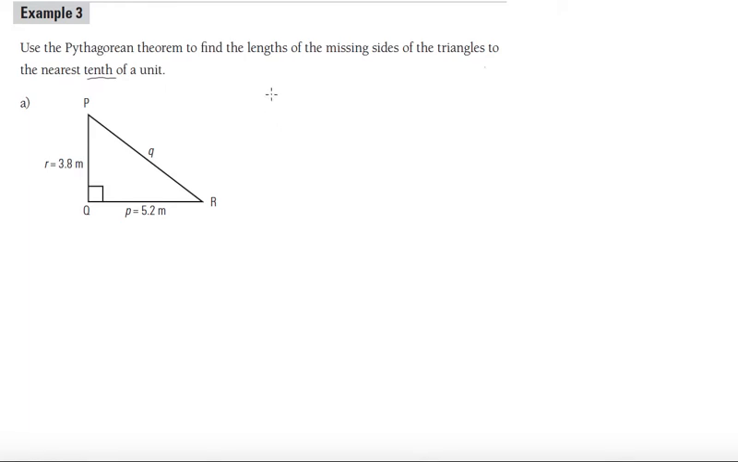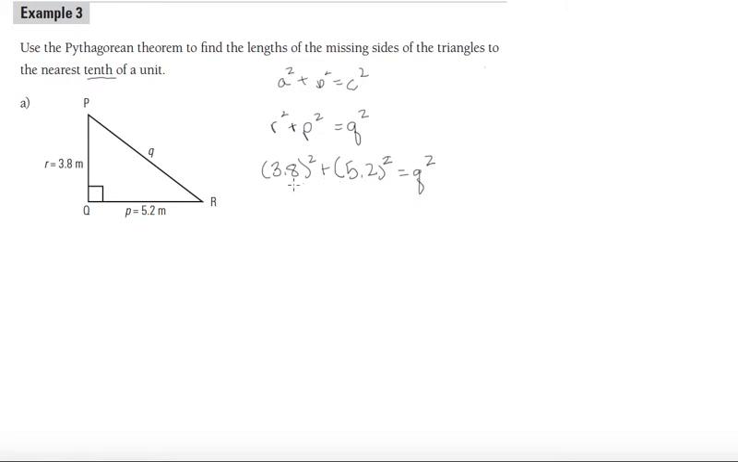So we know that, again, the Pythagorean theorem is a squared plus b squared equals c squared. Well, c is the hypotenuse. Here, q is my hypotenuse again. So this is q squared, and it's equal to the sum of r squared plus p squared. That's q squared. Okay, so r is 3.8 squared plus p is 5.2 squared, and that equals q squared.